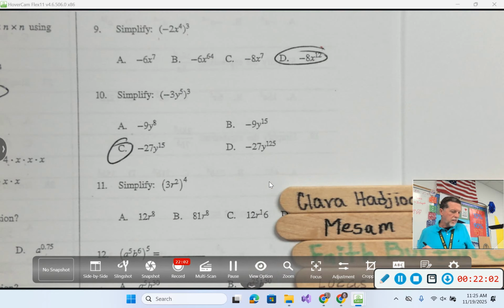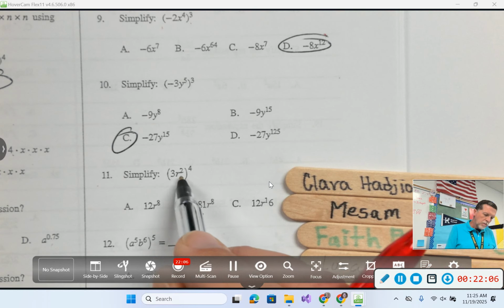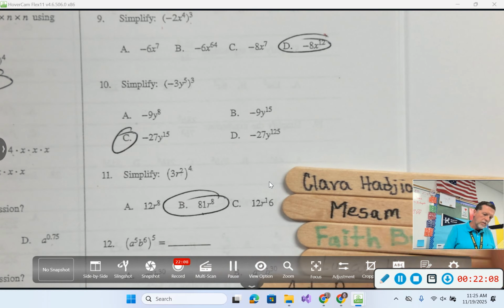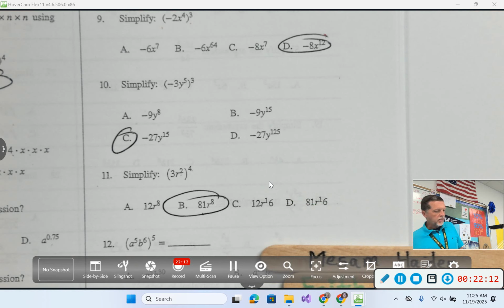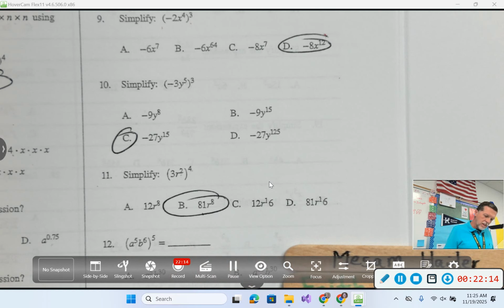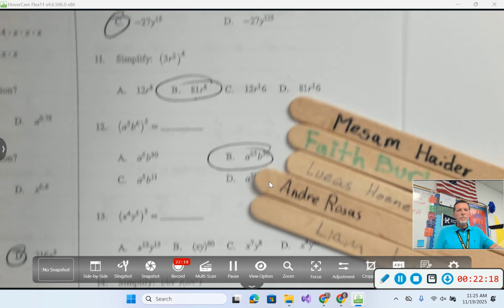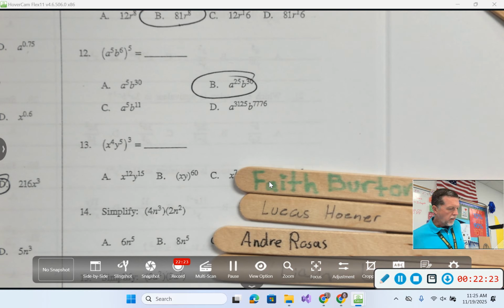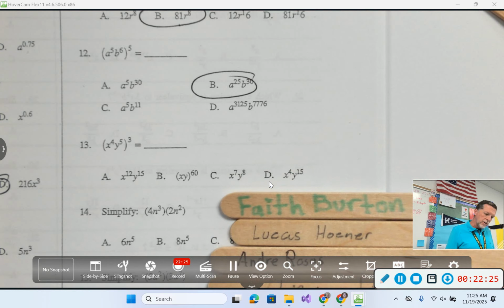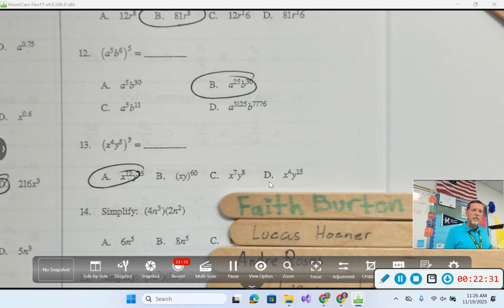Clara, number 11. B. 3 to the 4th is 81. Power to a power, we multiply. So yes. Messam, how about a to the 5th, b to the 6th, all to the 5th? B, because we multiply both of those. Oh, thank you. Faith, similar to 12, what's 13? 4 times 3 is 12, 5 times 3 is 15. Yep.